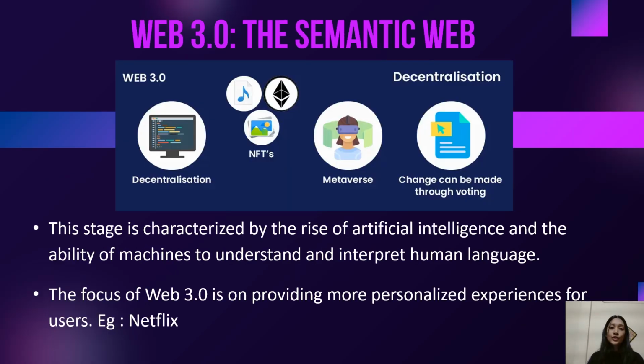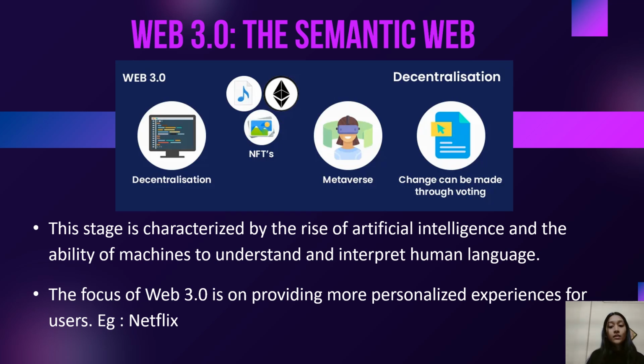Now, the third generation of the web is Web 3.0, which is also known as the semantic web. It is characterized by the rise of artificial intelligence and the ability of machines to understand and interpret human language. The main focus of Web 3.0 is to provide a more personalized experience to the user.